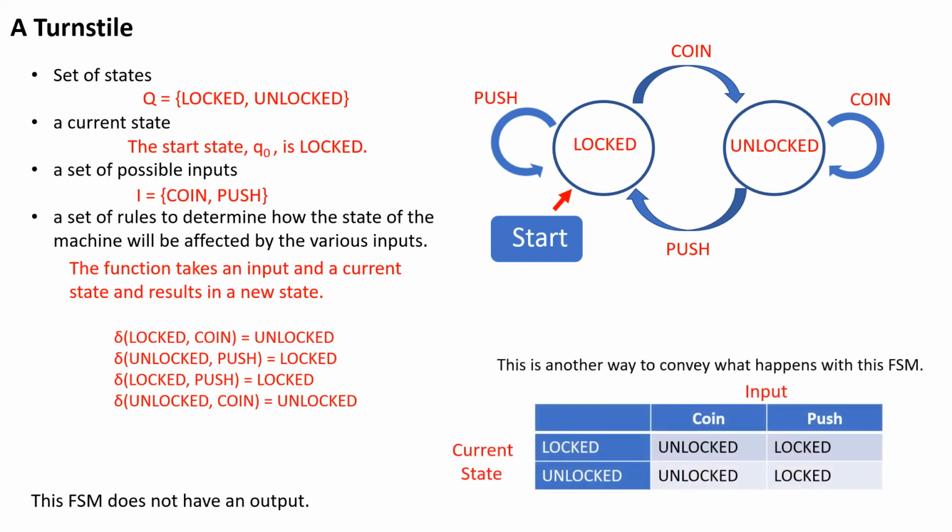You can also have a little chart like this where you have the states on the left and the inputs over on the top. And so, for instance, if it's locked over here and you put in a coin, then you would look to see what's in that little box, and that would be the new state. So that's just another way that we can represent that same situation.